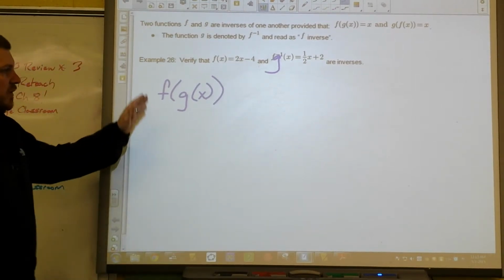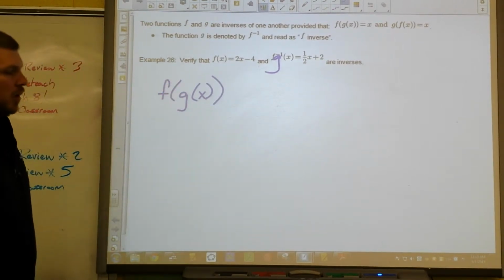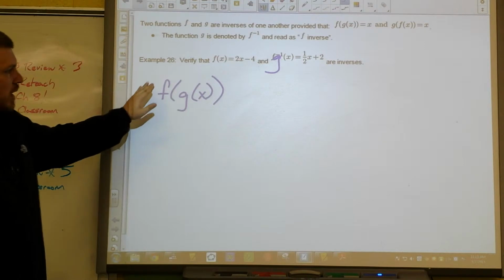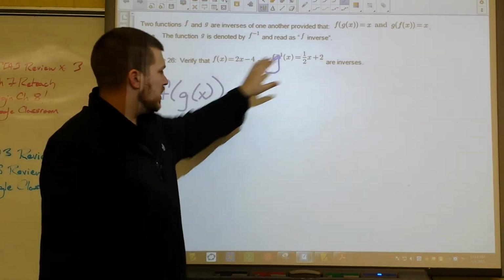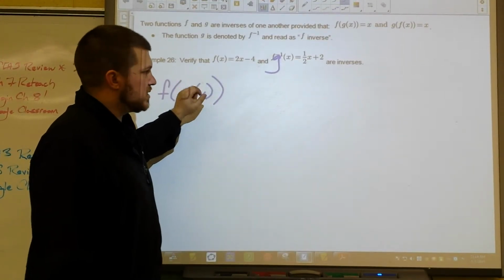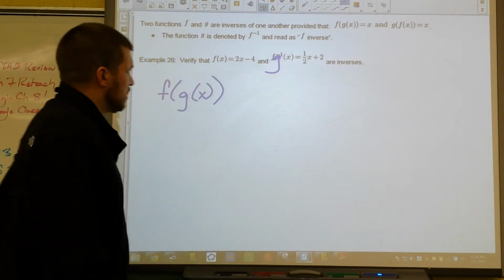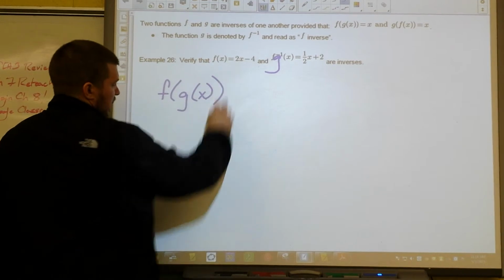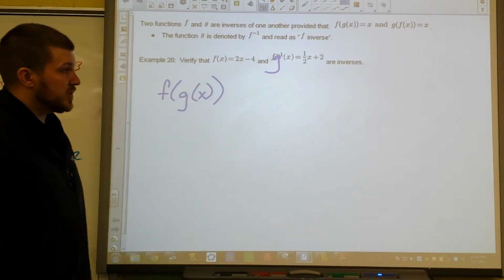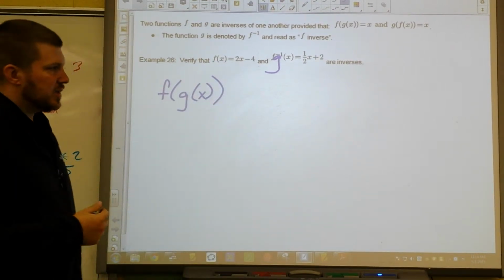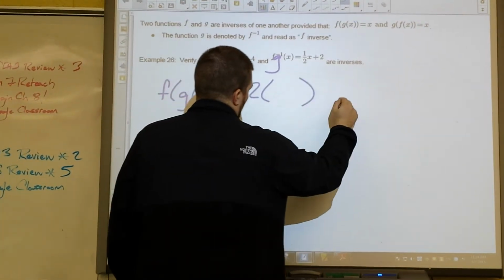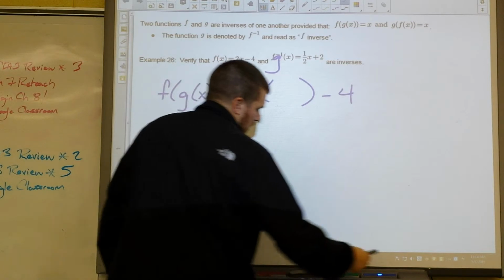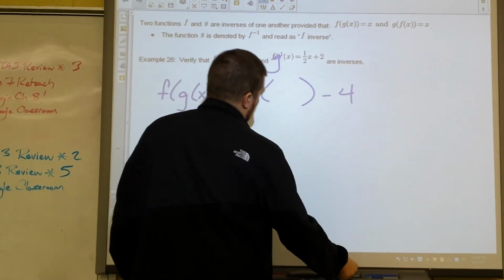Okay, this is called f composed of g of x. What this means is everywhere in my f function that I see an x, I'm going to plug in my g function, because it's in parentheses. So I'm going to start off with my f function, but everywhere I see an x, I'm going to draw the parentheses that represent a place I need to plug in. So I have 2x minus 4.